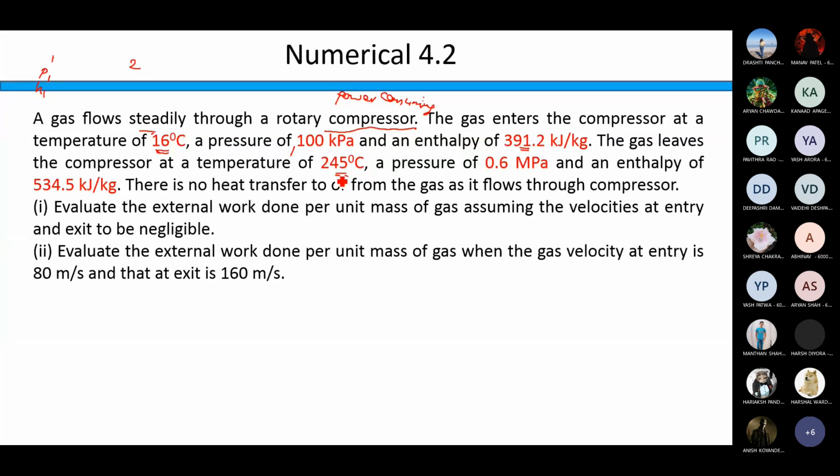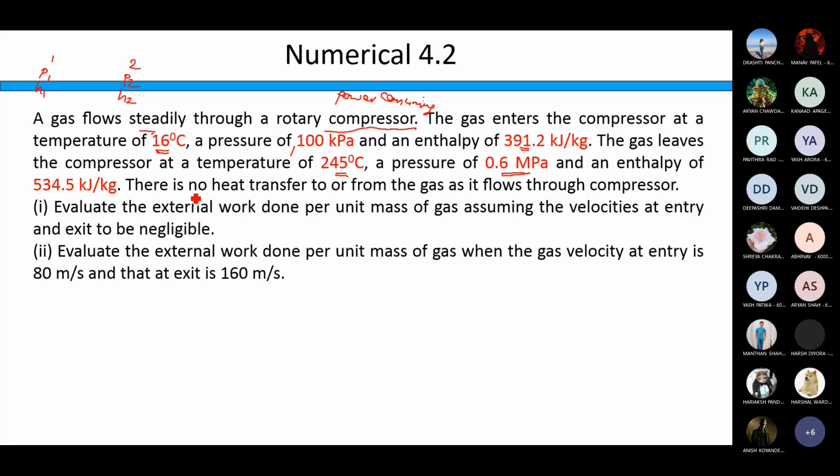We know in doing compression of the gas, the temperature will rise. A pressure of 0.6 megapascal. So the pressure attained after compression, this P2, is 0.6 megapascal, and an enthalpy of 534.5 kilojoule per kg. So it means H2 is given, right? Because of compression, there is a rise in the enthalpy of your fluid.